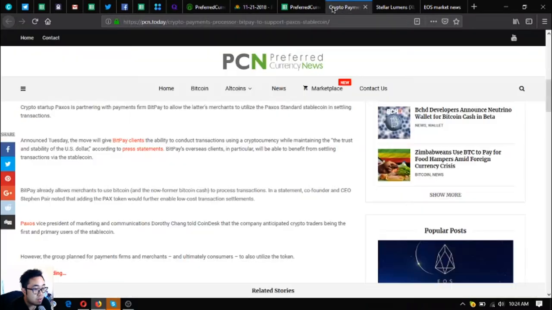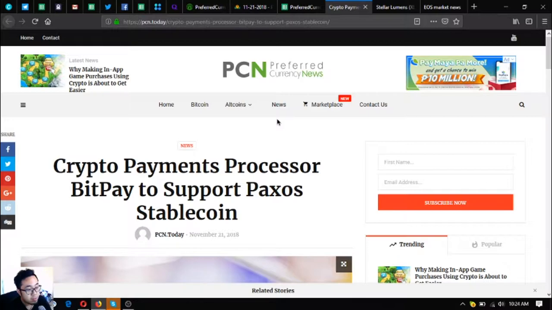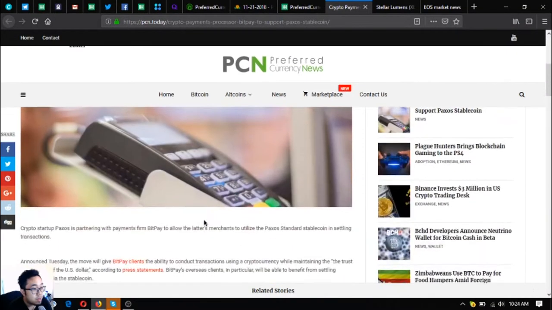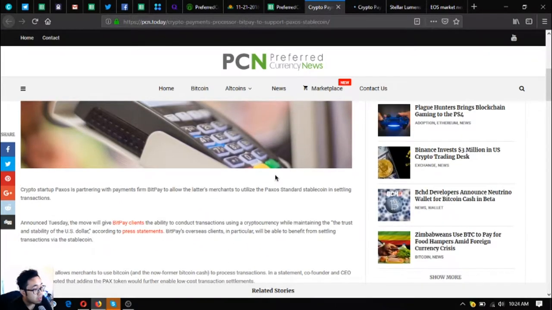So let's go to the next update. Crypto payments processor BitPay to support Paxos stablecoin. So let's click it first. Right, so while it loads, let's read. Crypto startup Paxos is partnering with payments firm BitPay to allow the latter's merchants to utilize Paxos Standard stablecoin in settling transactions. Announced Tuesday, the move will give BitPay clients the ability to conduct transactions using a cryptocurrency while maintaining the trust and stability of the US dollar, according to press statements.